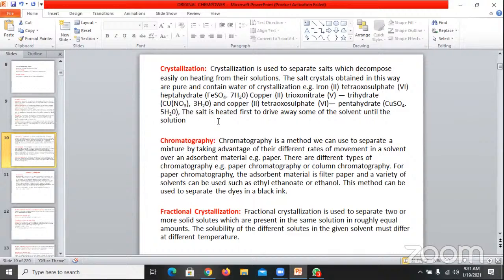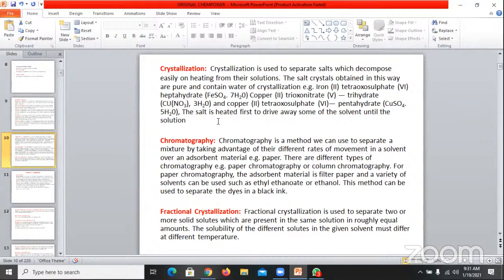Impurity can make a substance not boil at the right boiling point or melt at the right melting point. So importantly, the three ways of checking whether a substance is pure are: checking the boiling point, checking the melting point, or using chromatography to check if it is a colored material.